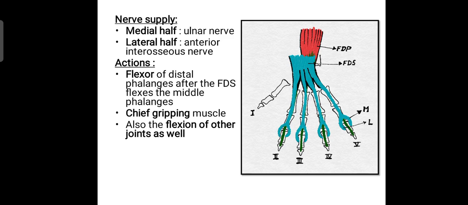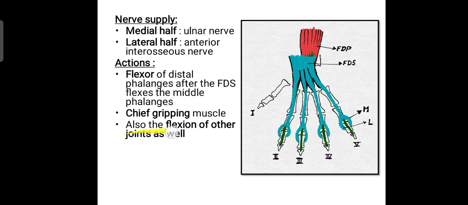And what will be the actions? I have told you already, it is the flexor of distal phalanges after the flexor digitorum superficialis flexes the middle phalanges. So once this flexor digitorum superficialis contracts, it will pull the middle phalanges and cause the flexion. And at the same time, the flexion of the distal phalanx is caused by the flexor digitorum profundus. And it is a stiff gripping muscle of the hand. It helps in the gripping of objects in the hand.